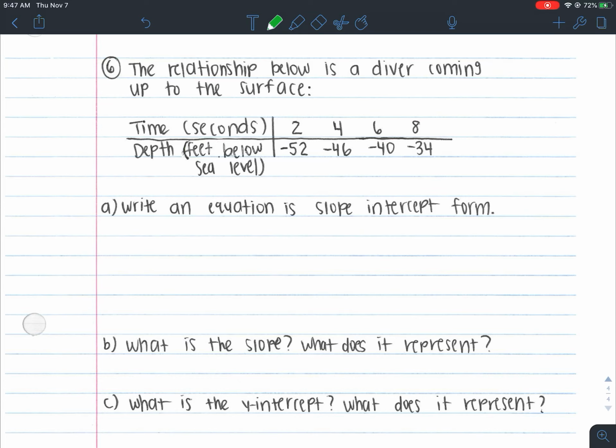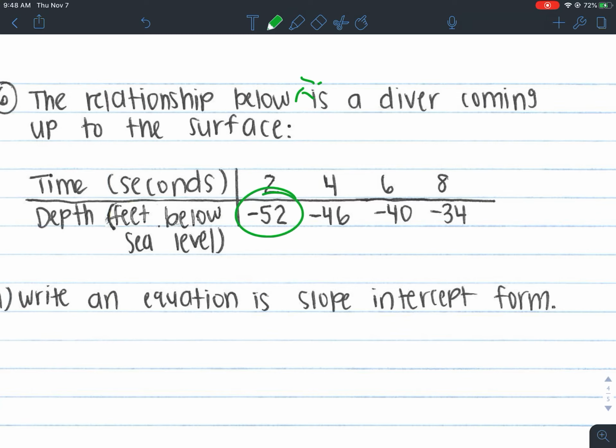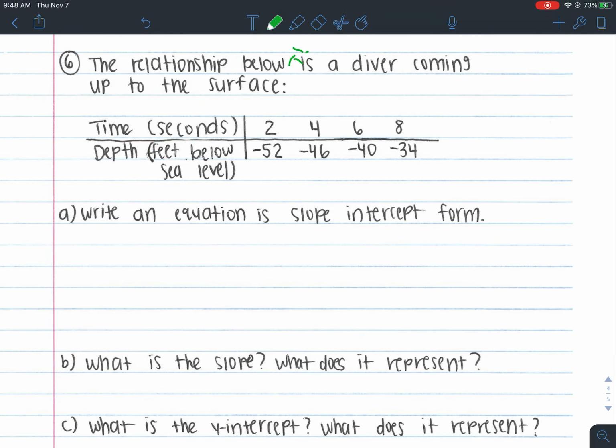The relationship below is a diver coming up to the surface. Our table gives time in seconds and the depth of the diver. When you're thinking about someone diving, they're underwater and slowly coming up to the surface, which means they're going up. So just go ahead and think about that. If it says the depth is negative 52, that means they're 52 feet below the surface of the water. Let's answer part A.